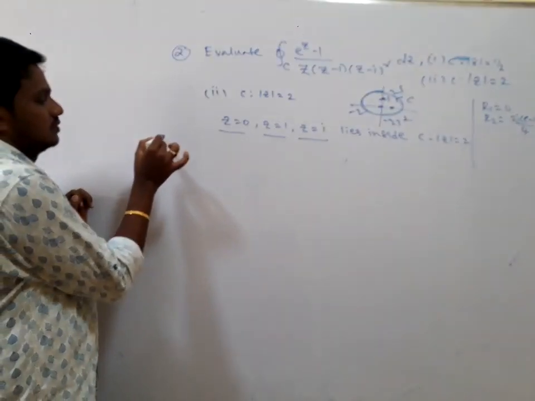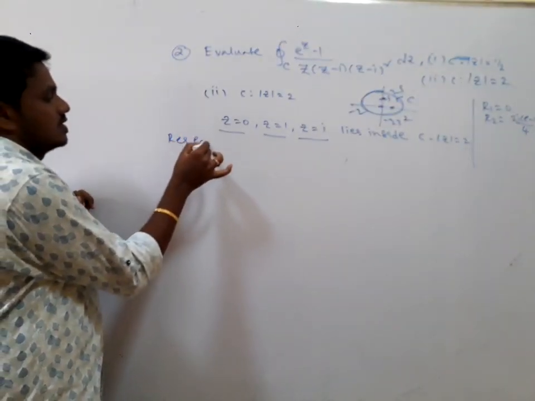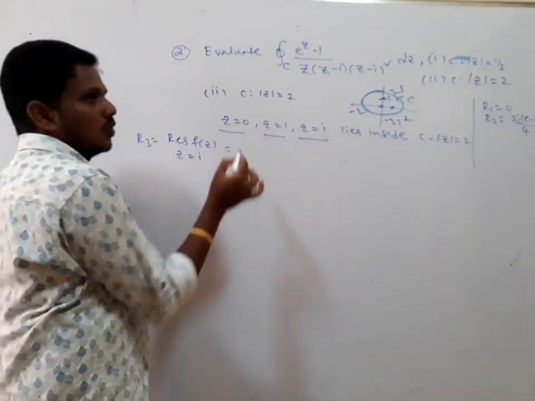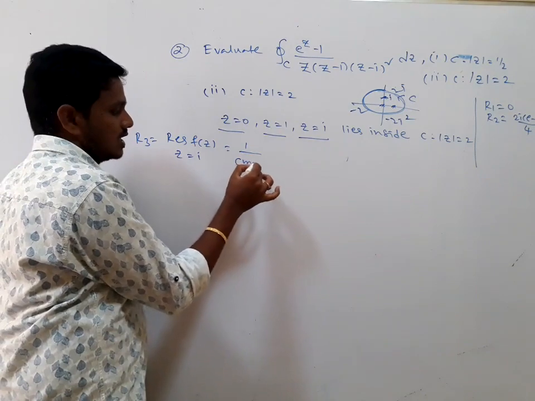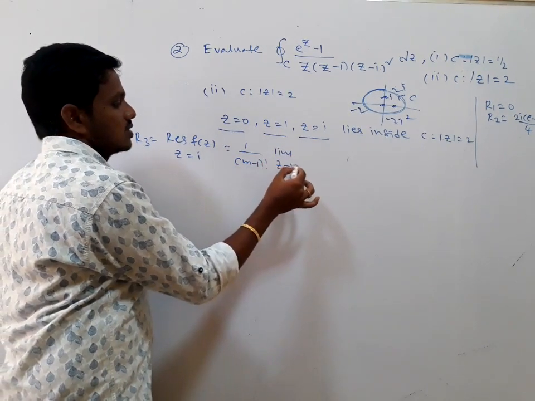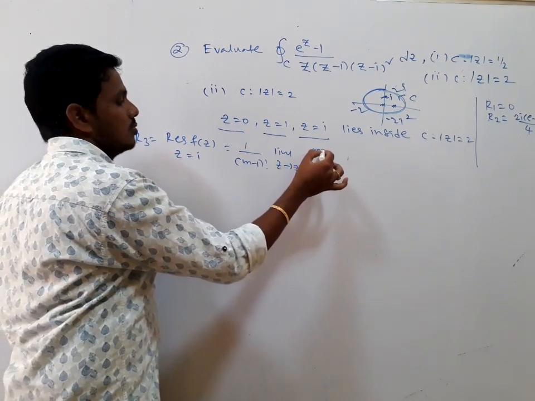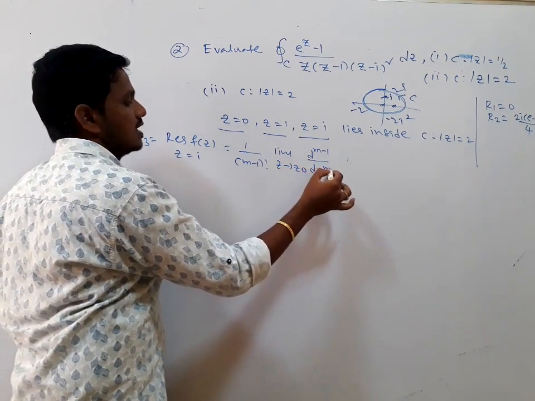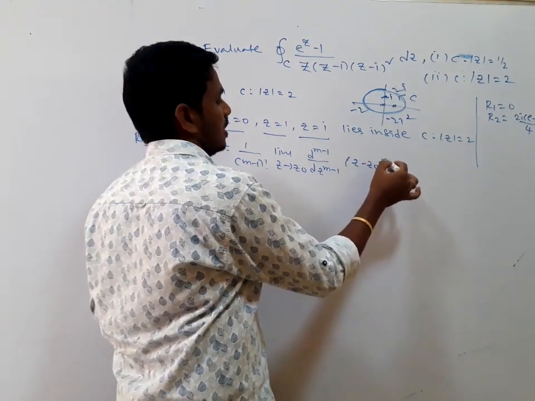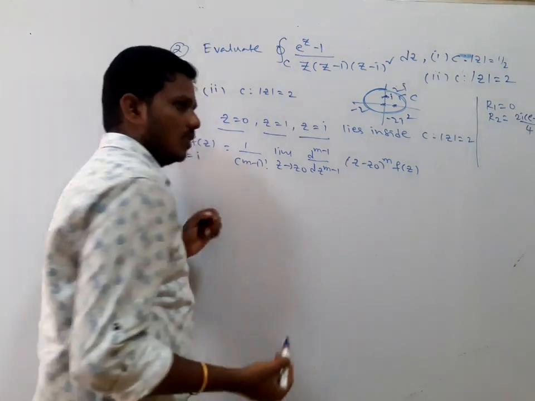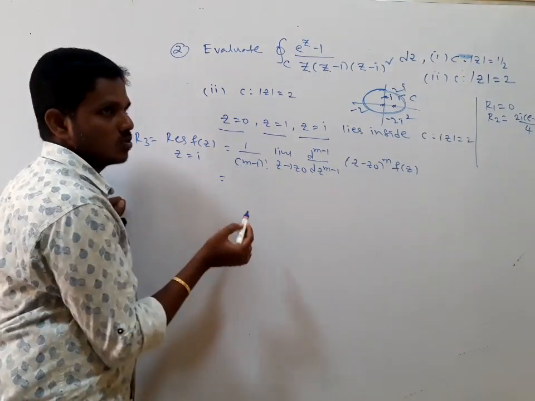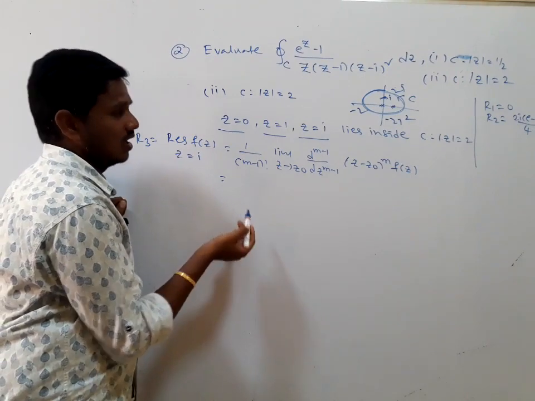Now the residue of f of z at z equals i, that is R3, for a pole of order m is 1 by m minus 1 factorial, limit z tending to z naught, d to the power of m minus 1 by dz to the power of m minus 1 of z minus z naught all to the power of m into f of z. This is the formula here. So m is equal to 2, since it is a pole of order 2, and 1 by 2 minus 1 factorial is 1.